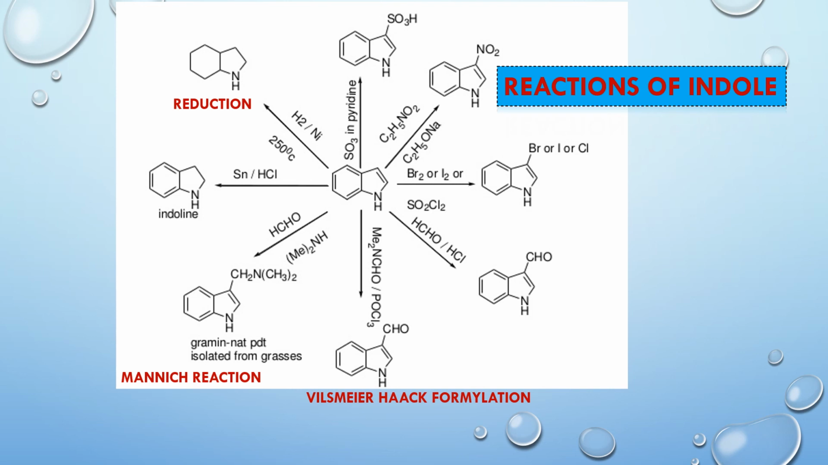Then it undergoes the Vilsmeier-Haack formylation reaction. Indole reacts with phosphorus oxychloride in the presence of toluene and DMF, dimethylformamide, to form indole 3-carboxaldehyde. These are the reactions of indole.